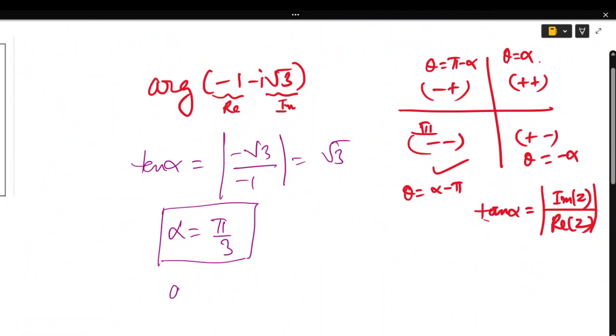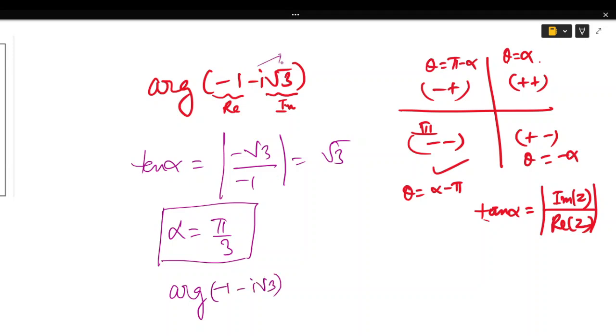Now to find the argument of minus 1 minus iota root 3, we see this clearly lies in the third quadrant. So the argument will be alpha minus pi. So alpha is pi by 3 minus pi, which will be minus 2 pi by 3. So this is your final value of alpha.